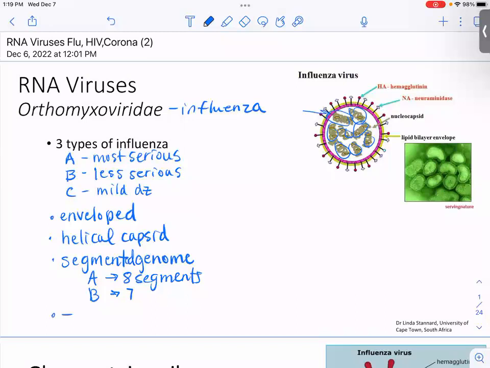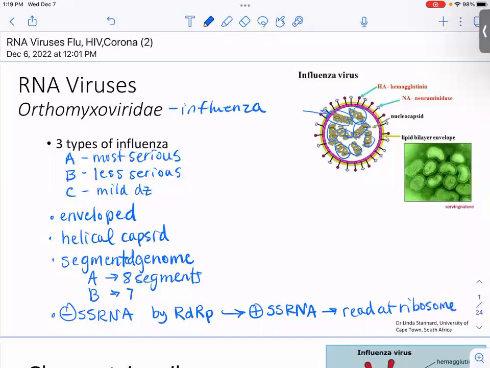What kind of genome is it? It's a negative sense single-stranded RNA variant. So this variant would have to bring in some RNA-dependent RNA polymerase. By RNA-dependent RNA polymerase, it would use that negative sense single-stranded RNA as a template to make positive sense single-stranded RNA to be read at the ribosome, translated by the host into proteins. Okay, so it's got to have a copy of that enzyme.